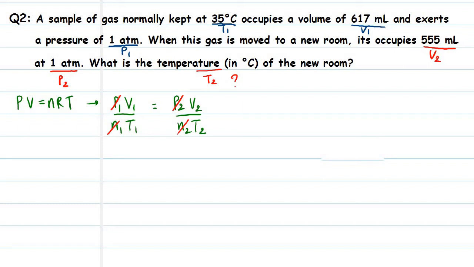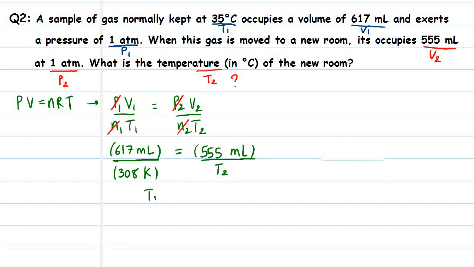But we cannot plug that number in directly. We have to convert that to Kelvin. Let's try. V1 is 617 milliliter, and that's over T1, which is 35 Celsius plus 273, gonna be 308 Kelvin. And that's gonna be equal to V2, which is 555 milliliter. And T2 is what they are looking for.